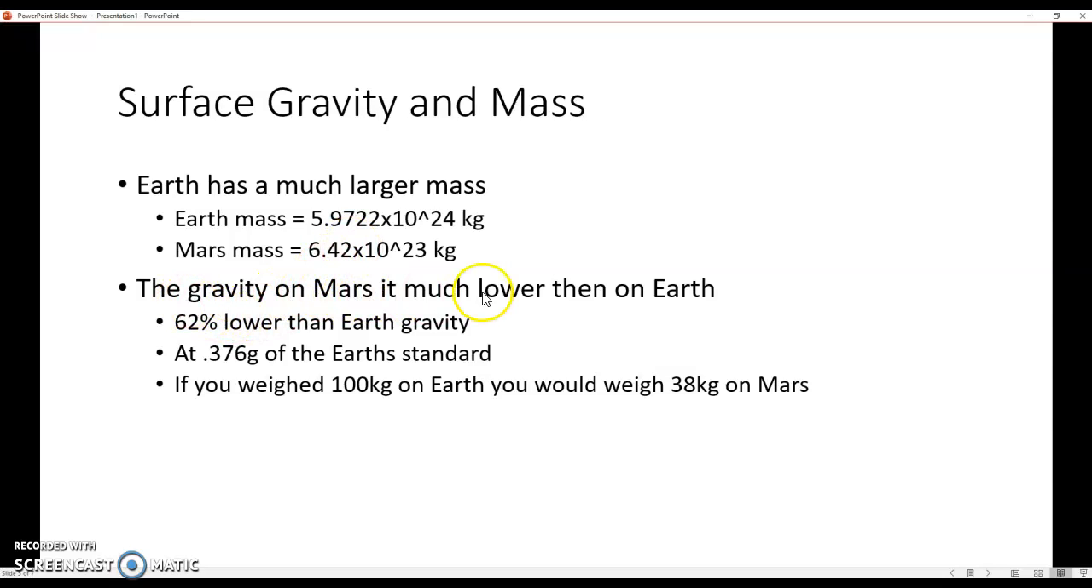The gravity on Mars is much lower than on Earth. Mars's gravity is 62% lower than Earth's gravity. If you weighed 100 kilograms on Earth, you would only weigh 38 kilograms on Mars. And for a human to be on Mars, it would take a big toll on their body, and they would probably lose a lot of weight because of that.